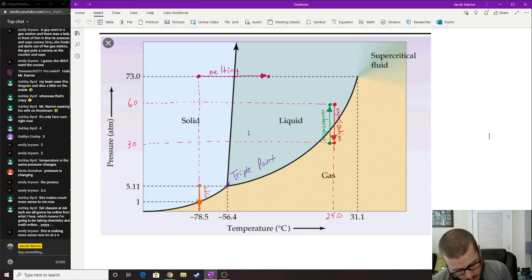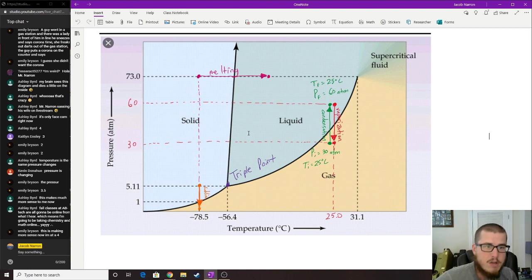So I'm just going to use the same numbers. Initial pressure is going to be 30 atmospheres. Final pressure is going to be 60 atmospheres. Look, I'm just using the dotted line and I'm following it across. Initial temperature is going to be 25 degrees Celsius. Final temperature, 25 degrees Celsius. Gee, what do you know? So it's the same numbers as before, just flipped. That's all. They're just flipped.